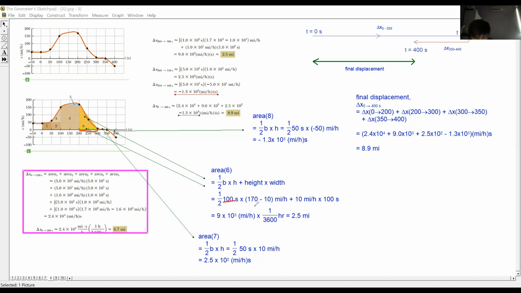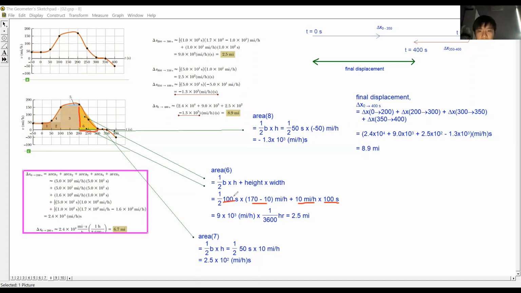Then the height of the right angle triangle, they estimate it to be 170 until 10. So this part, 170 until 10, is the height of the right angle triangle. For the rectangle at the bottom, the height of the rectangle is 10. The height here, they estimate it to be 10. And of course, again, the difference in time is 300 minus 200, which is 100 seconds.